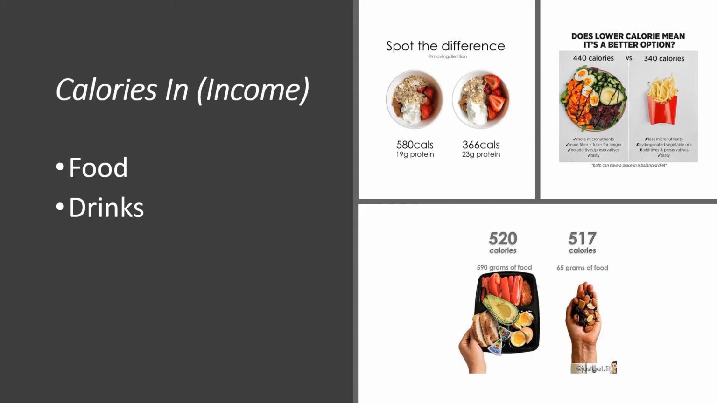Picture 2 then is McDonald's chips versus a salad. McDonald's chips, as you can see, is 100 calories less than the salad. So does that mean it's a better option? Yes and no. Well, it's mainly no, right? So the chips is obviously going to be far less in micronutrients. It's going to be far higher in fats and oils, preservatives. It's really highly processed.